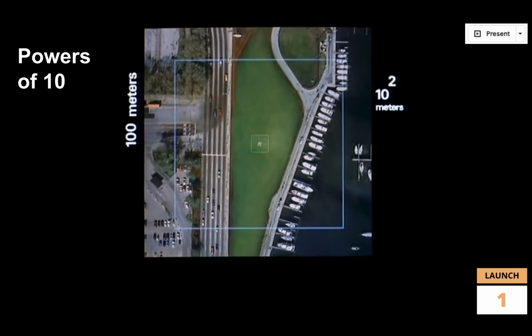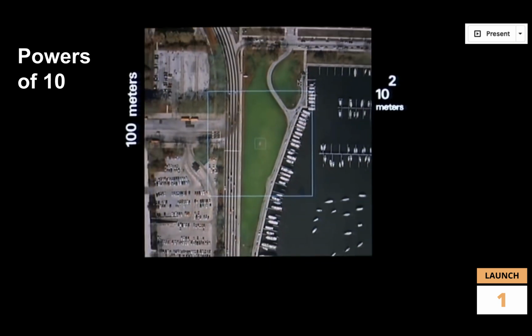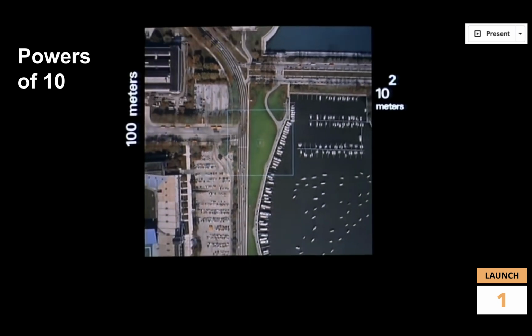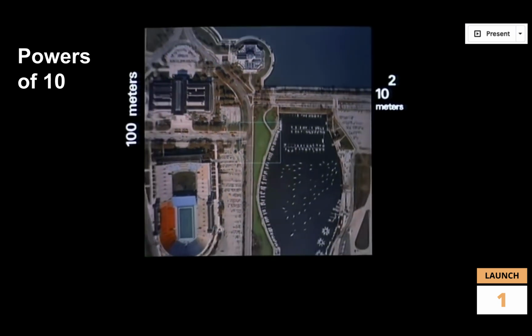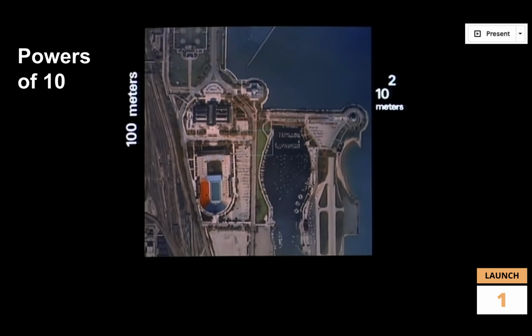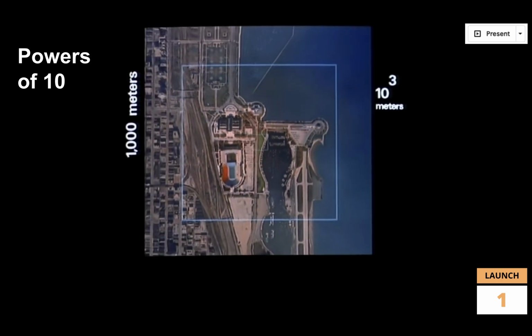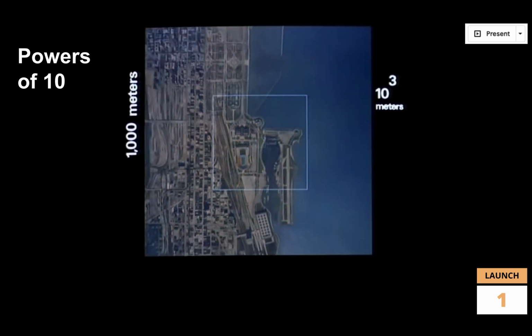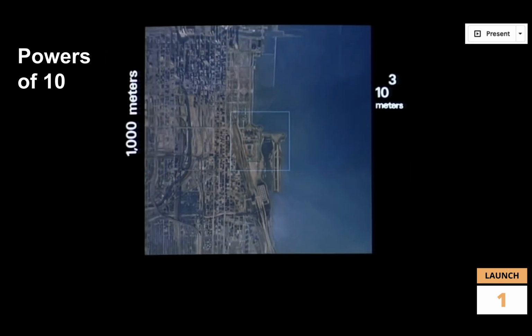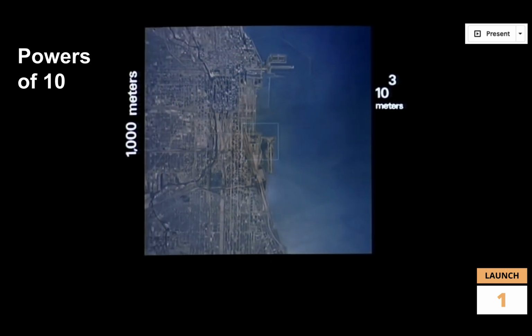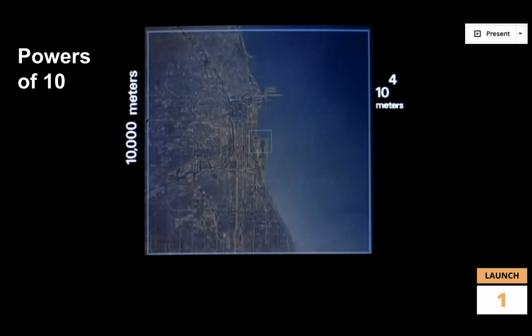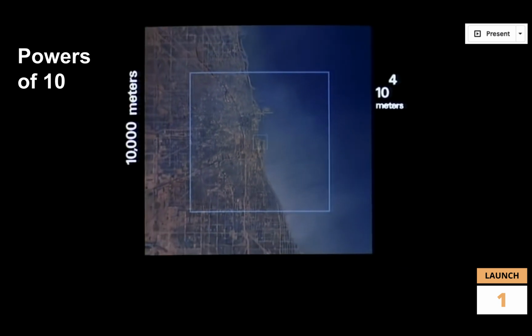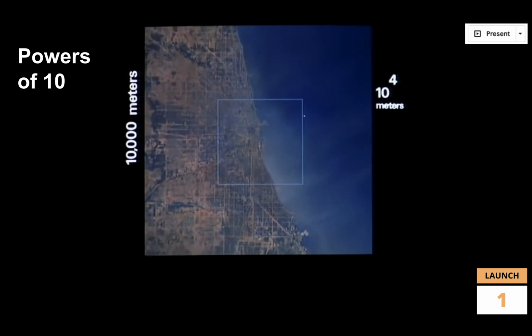100 meters wide, the distance a man can run in 10 seconds. Cars crowd the highway, power boats lie at their docks. The colorful bleachers are Soldiers Field. This square is 1 kilometer wide, 1,000 meters. The distance a racing car can travel in 10 seconds. We see the great city on the lake shore. 10 to the 4th meters, 10 kilometers. The distance a supersonic airplane can travel in 10 seconds.